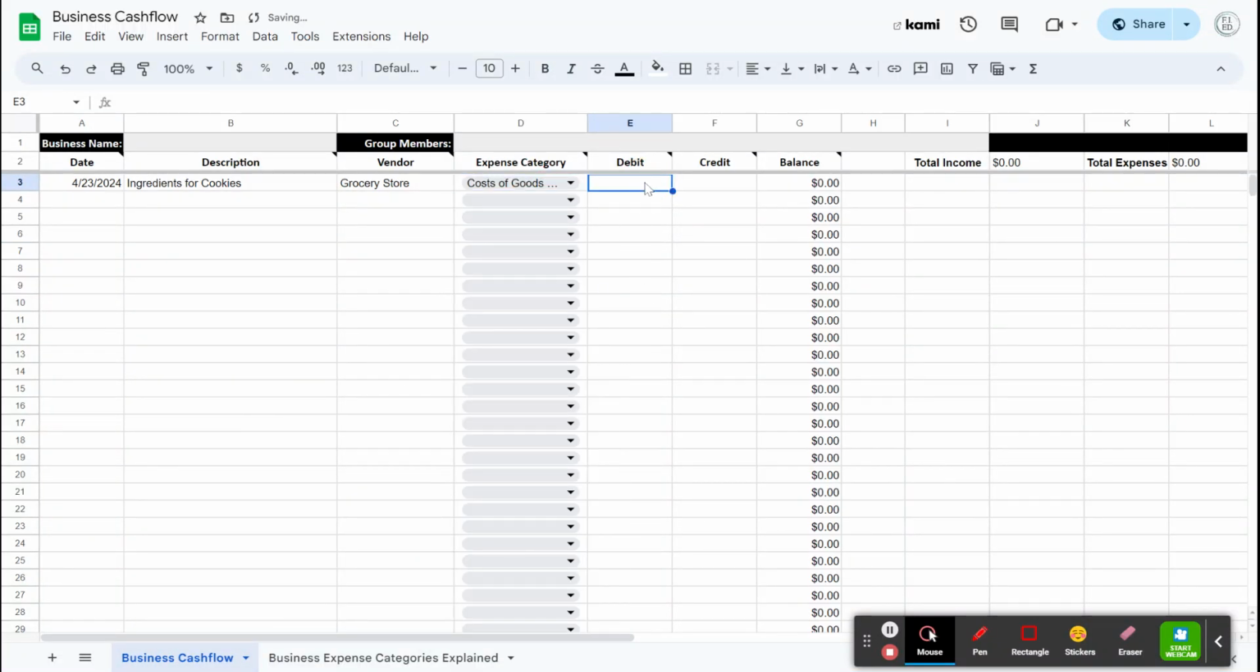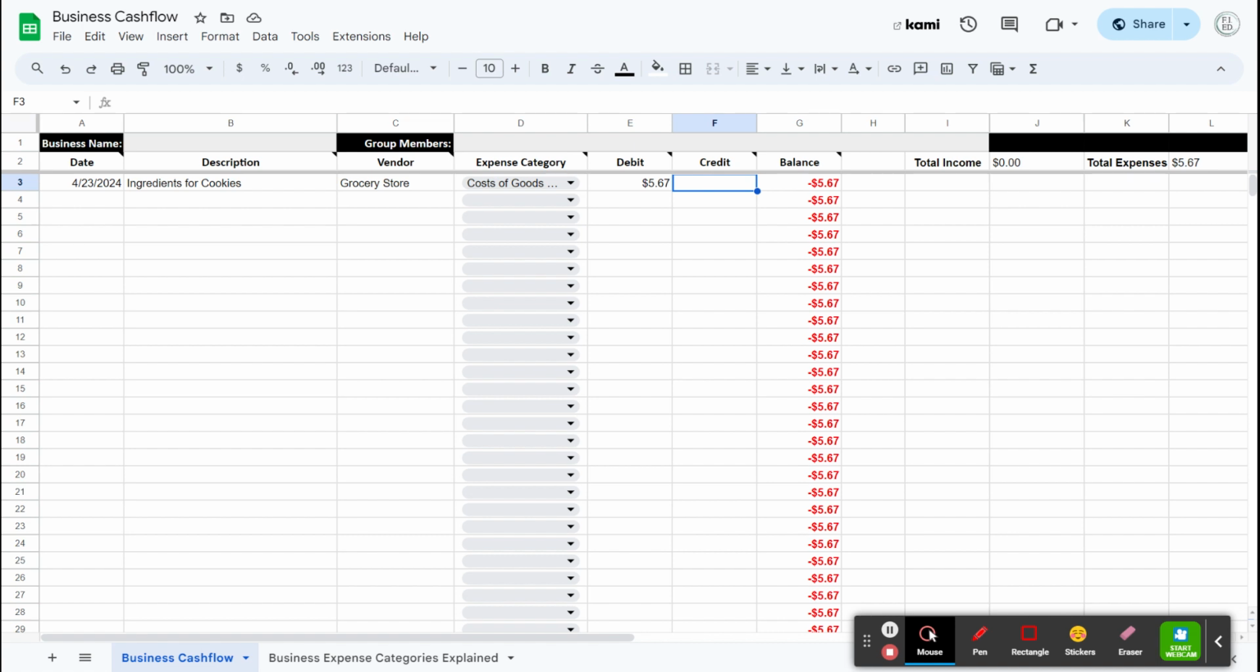And then debit is money out. So this is a cost, credit is money in. So let's say I spend $5.67 on my cookie ingredients. Nothing goes in the credit line. My balance for my business is now negative $5.67. So technically you should balance that by saying, oh, I put money into my business. So I put $5.67 in and then spend $5.67. So I'm still at zero.